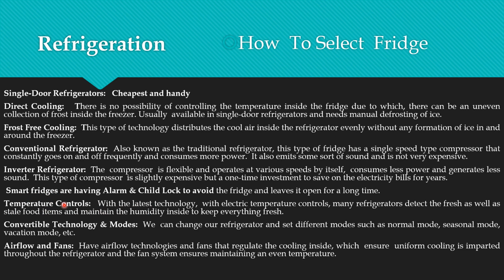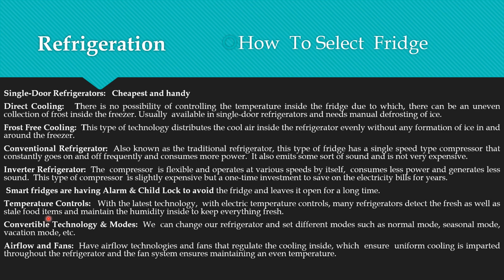Temperature control. This is the latest technology with electronic temperature control. Many refrigerators detect fresh as well as stale food items and maintain the humidity inside to keep everything fresh. The temperature control is capacity control and thermostat control. So it will keep the temperature to keep the food fresh.